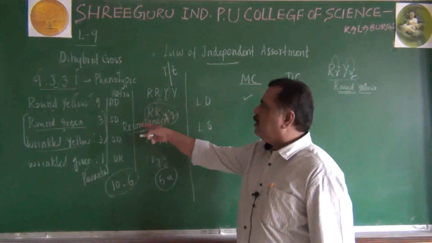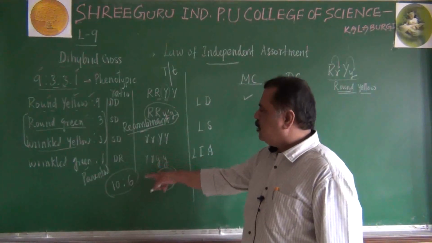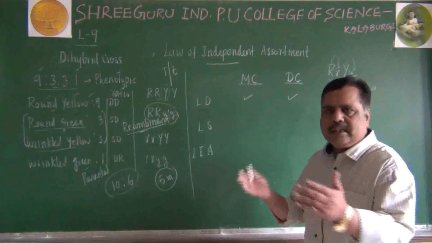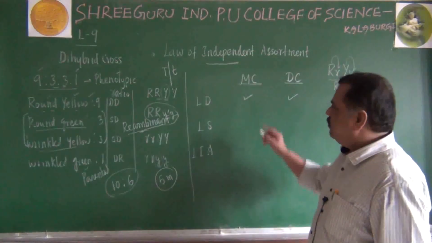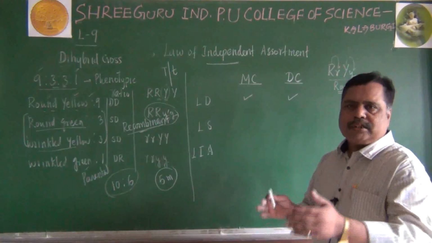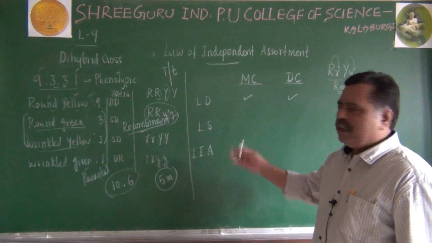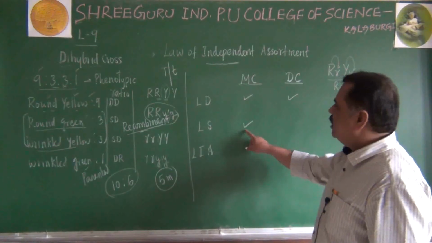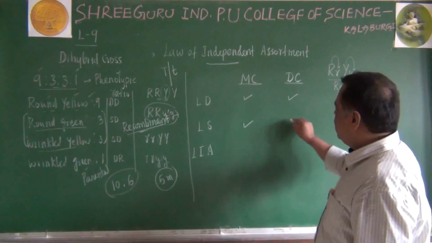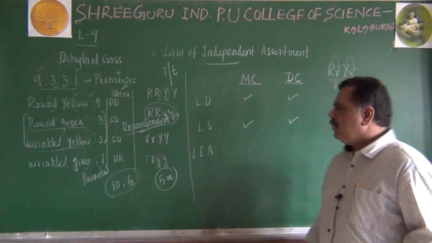So capital T comes one side, small t comes one side. Capital R comes one side, small r comes one side. Similarly, capital Y, small y, they segregate naturally. Whenever there is a hybridization based on sexual reproduction, there will be segregation automatically happening. So law of segregation is applicable to monohybrid cross, as well as it is applicable to dihybrid cross also. That is what we have seen.